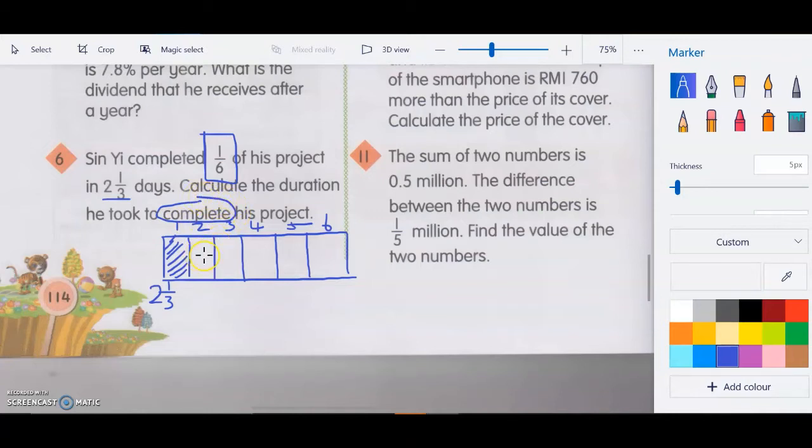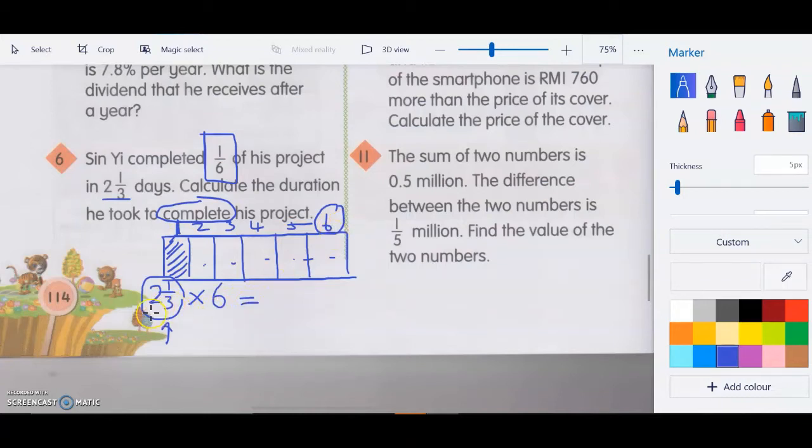Now we need to find the duration he took to complete the whole project. That means the whole thing, 2, 3, 4, 5, 6 must be completed as well. So what we do here is, one part, 1/6, is this amount. Now 6 parts, you just times 6. One part is this amount, 6 parts, you times 6.